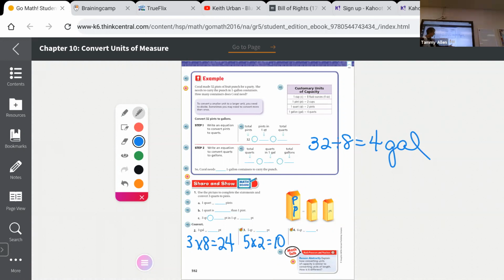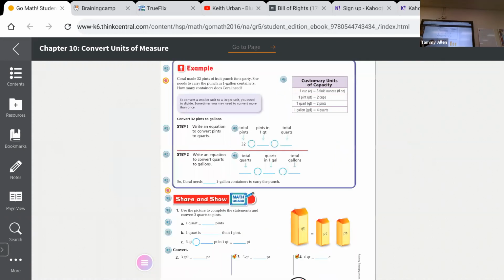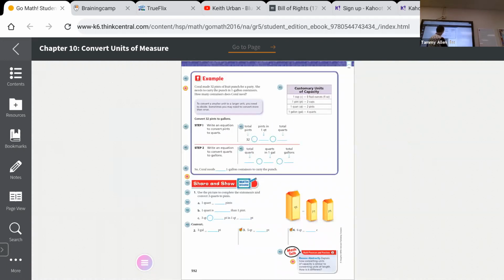6 quarts equals how many cups? Well, how many cups are in a quart? 4. 4 cups are in every quart, so 6 times 4 equals 24 cups. Does that make sense? So it's very much like what we did yesterday, only we are working with different units of measure. Does that make sense? Okay.